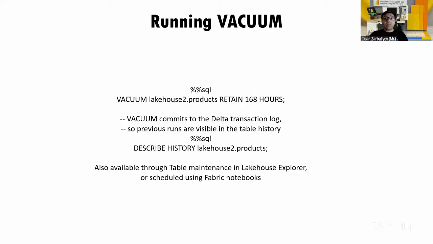You can run vacuum in two ways. Through the interface, it's the same path as optimize. In Lakehouse Explorer, select the ellipsis menu beside the table name and choose Maintenance. Then select Run vacuum command using retention threshold. Set your retention threshold and select Run now.